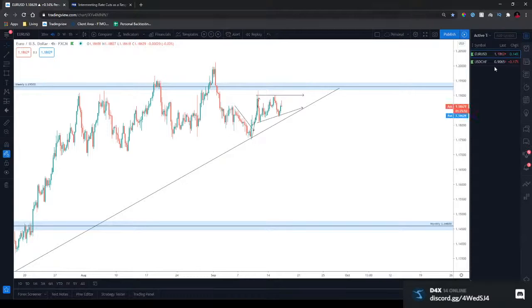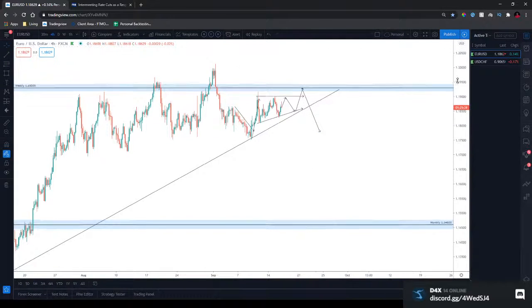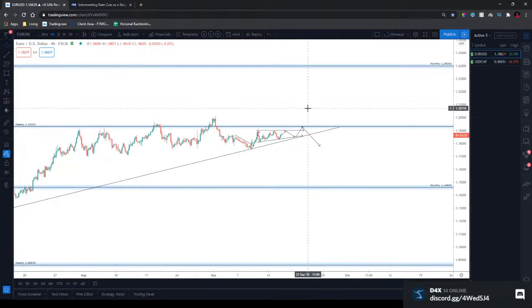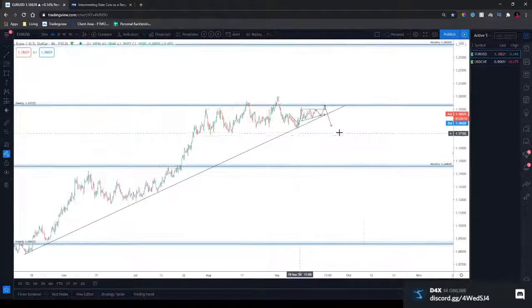So price could possibly give us one more touch here and then push up to here one more time, possibly forming a head and shoulders. And then what I would like it to do is push down, okay? But of course it could push through that zone, give us a continuation pattern to the upside and just continue pushing up to that monthly level or higher, right? But I'm going to be waiting for this break of this trend line and still waiting for that sell.